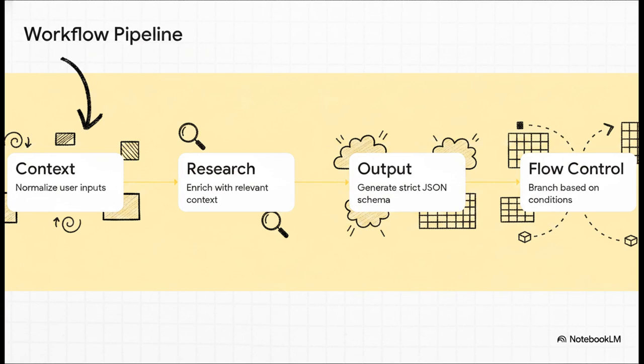So let's see how this actually builds into a practical pipeline. When you're creating a workflow agent in SitecoreAI, you generally follow these explicit steps. First, context parameters to normalize the user's input. Second, research and enrichment steps, like, say, pulling in real-time SEO keywords. Third, output generation using strict JSON schemas. And finally, conditional flow control, where the pipeline actually branches based on the data. Remember, you aren't just chatting with an AI here. You are building rock-solid business logic.